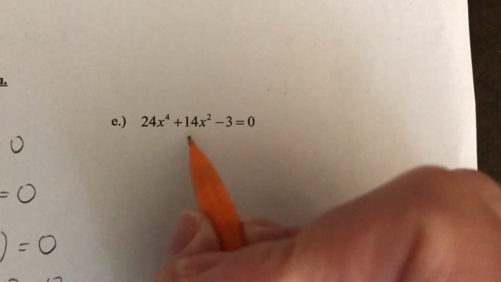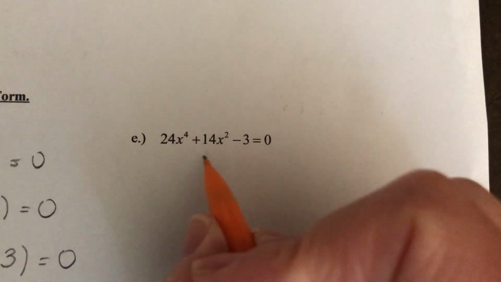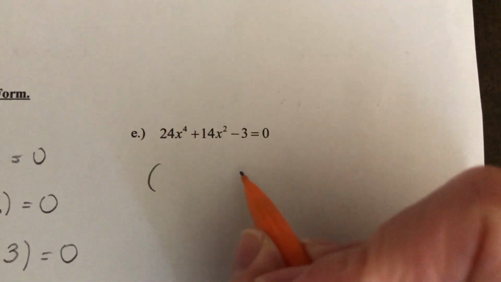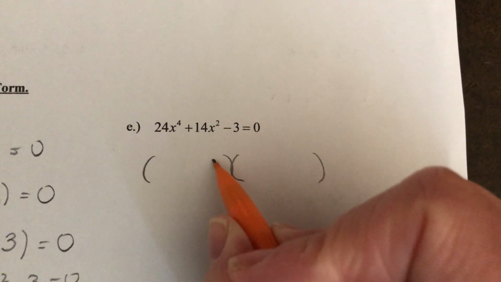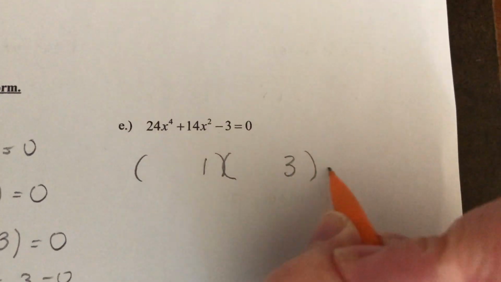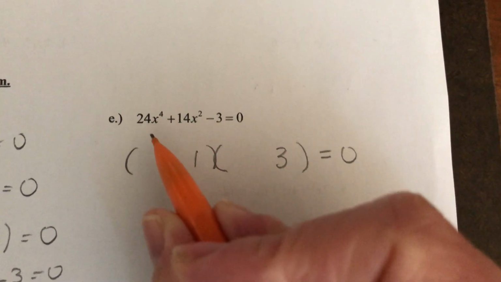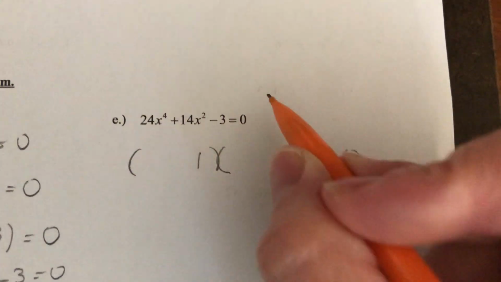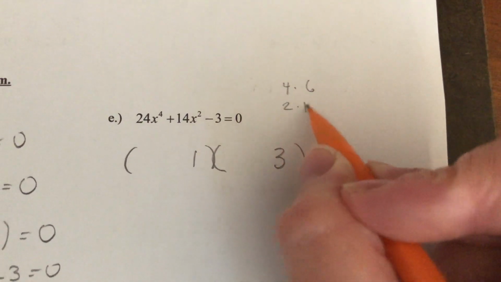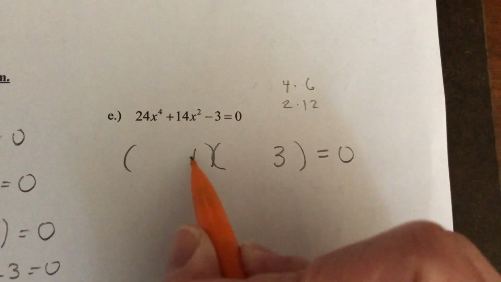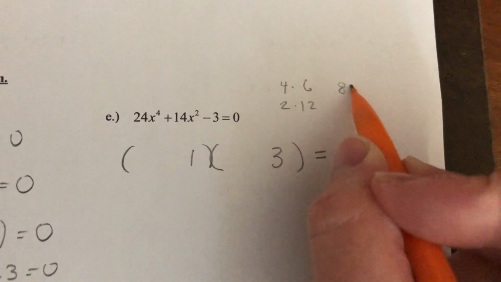And this last one, everything's already on one side, so that's good. So we just want to go ahead and factor that. So I know I have a 3 here, so I have a 1 and a 3, so that helps out a little bit. Signs are different. Factors of 24, that will give us a 14, so we have a 4 and a 6. We have 2 and 12. I doubt it'll be 1 and 24. Could be 8 and 3 also, though.